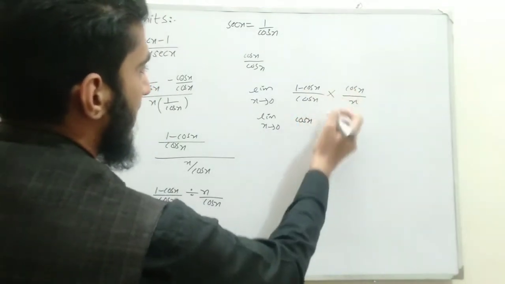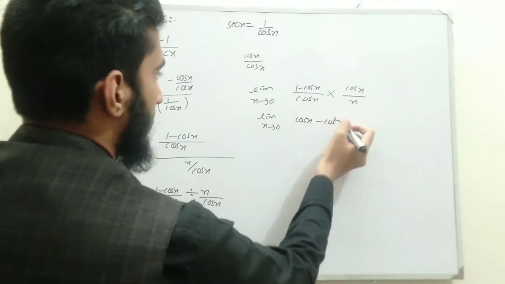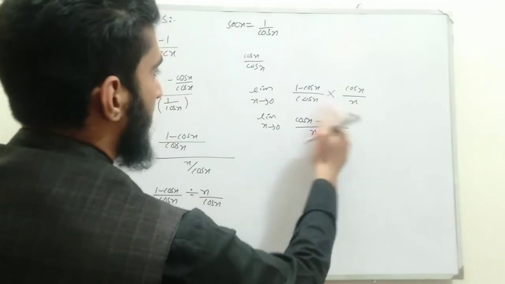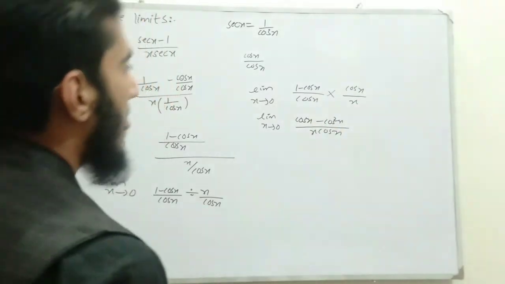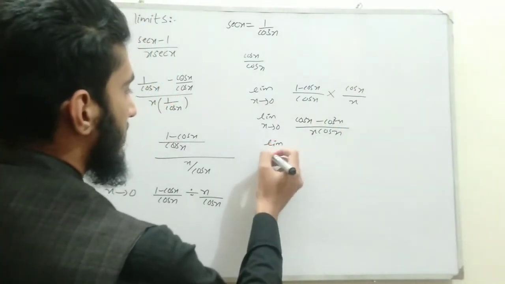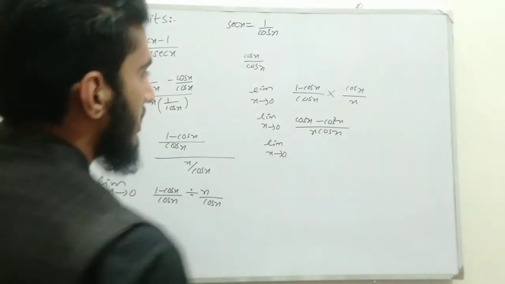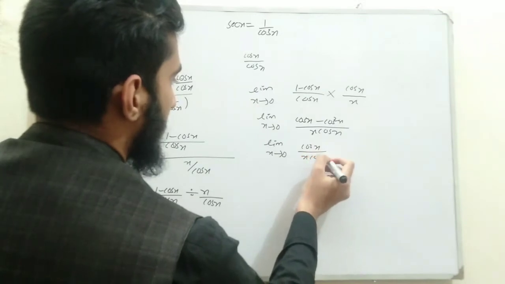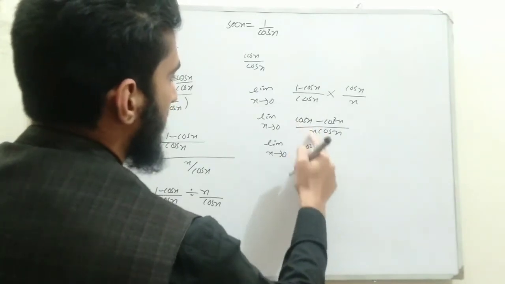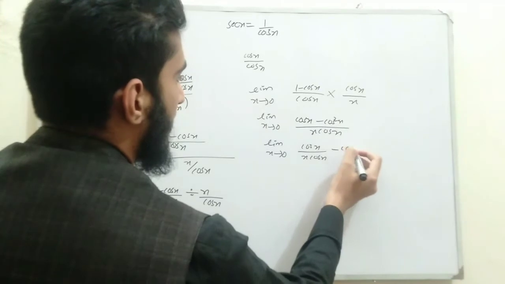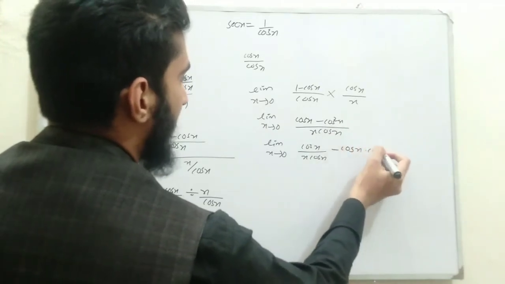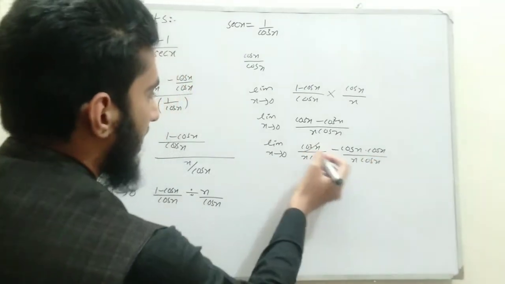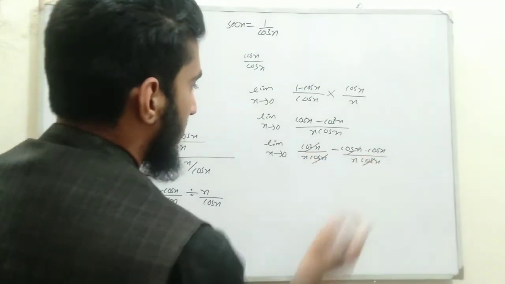Multiply the same cos x with cos x, it gives us minus cos square x, divided by x cos x, because x is multiplied with cos x. After this it will give us limit x approaches 0, cos x divided by x cos x. Just split this fraction into 2, because cos x divided by x cos x, and minus cos square x can be written as cos x multiply cos x divided by x and cos x. After this cos x is cancelled with cos x and cos x is cancelled with cos x.